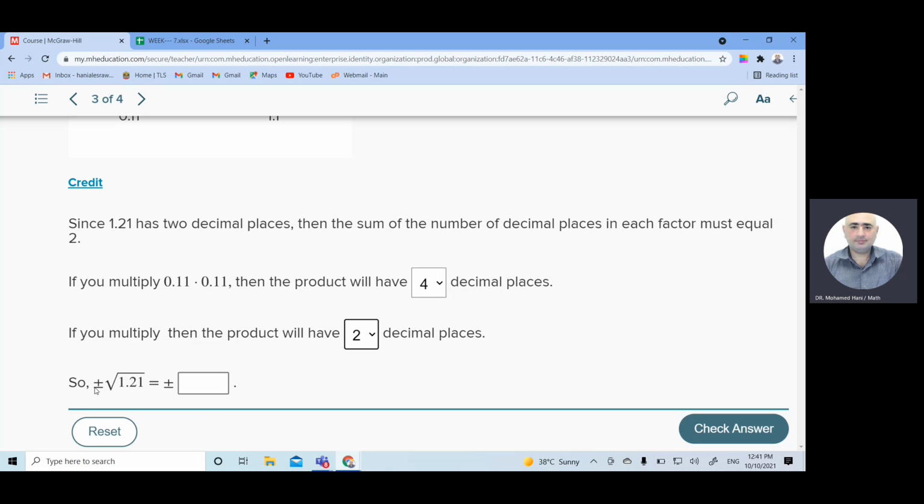Right. So minus or plus the square root of 1.21 will be, is it 0.11 or 1.1? 1.1. Because if you write 0.11 times 0.11, the point will be after 4 digits. But here the point is after 2 digits. So 1.1 times 1.1, the point will be after 2 digits.